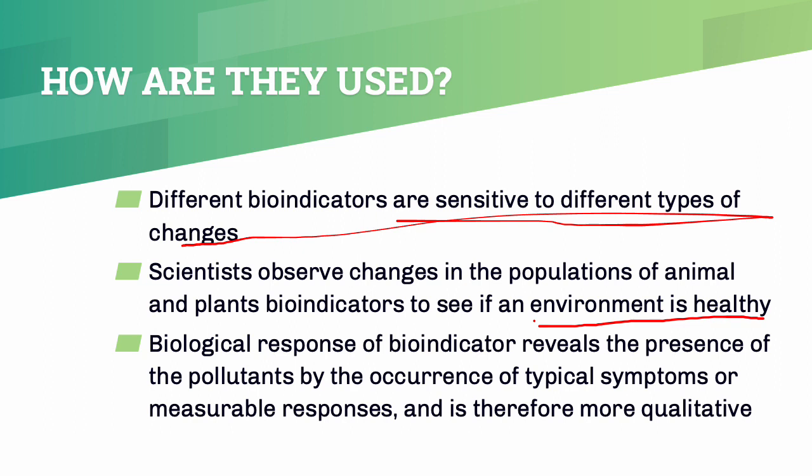So, the biological response of bioindicators reveals the presence of pollutants by the occurrence of typical symptoms or measurable responses, and it is therefore more qualitative. Okay? So, notably, bioindicators are used to indicate whether there is a presence of pollutant in a specific environment.